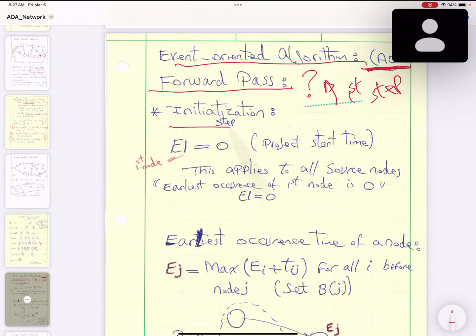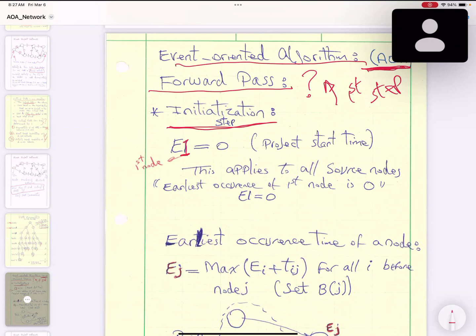So this is called the initialization step. E stands for earliest start of your first node. How early can you start an activity? What is it?